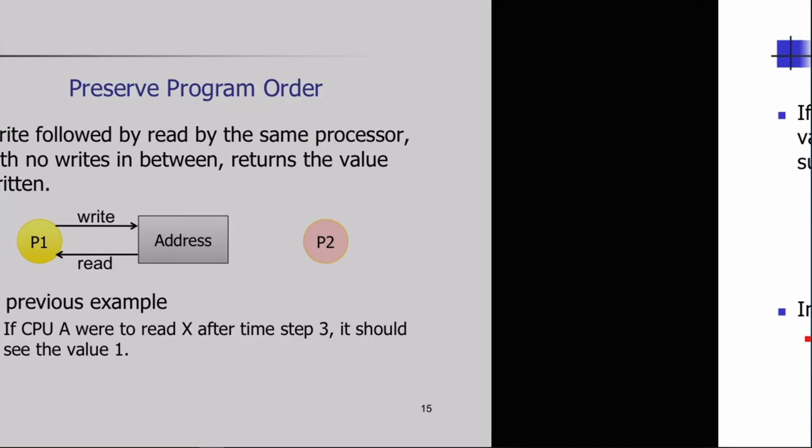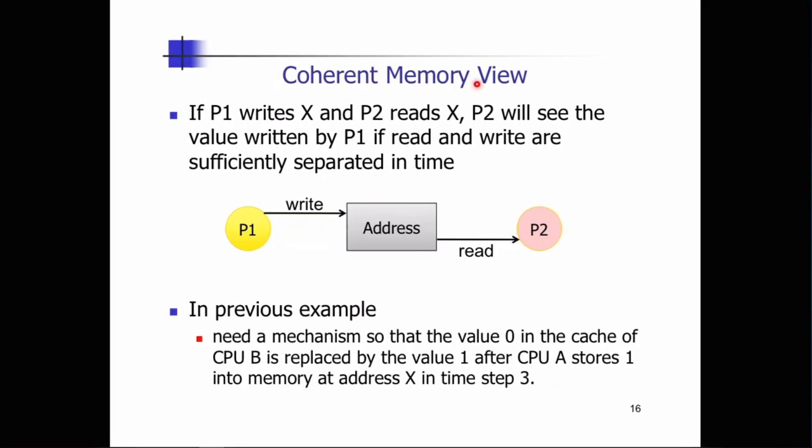Next, coherent memory view. In this case, we have the same diagram. So we still have two processors that we are considering. We still have an address in memory. We are writing from processor 1 and we are trying to read from processor 2 to the same location. So if P1 writes X, where X is a memory location, and P2 reads the same memory location X, P2 will see the value written by P1.